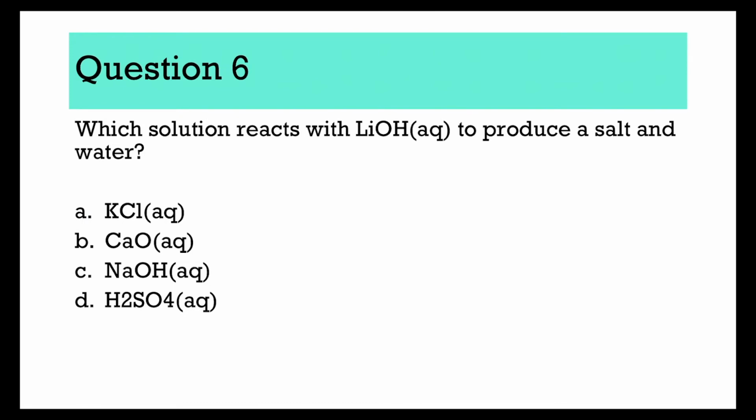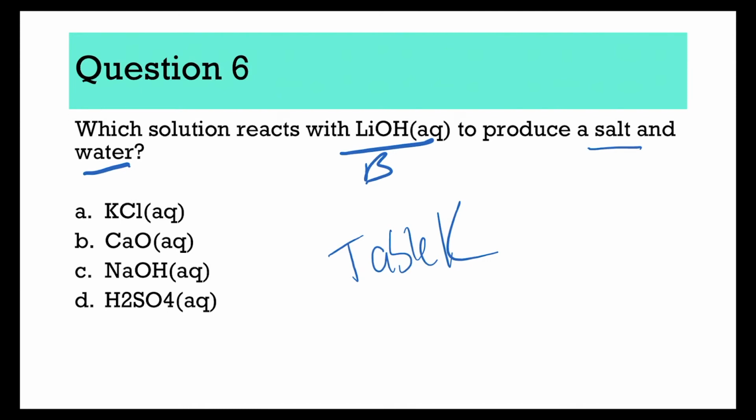Okay. Number 6, which solution reacts with LiOH, that is lithium hydroxide, to produce salt and water? So this is asking us for a neutralization reaction. LiOH is your base, salt and water. So it's asking you essentially which one of these 4 choices is an acid. So you have to look at table K, and the only one of these 4 choices which is an acid is choice D.